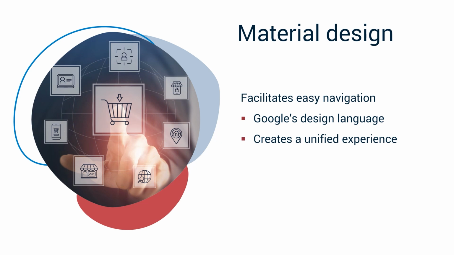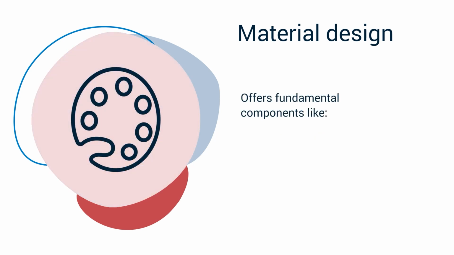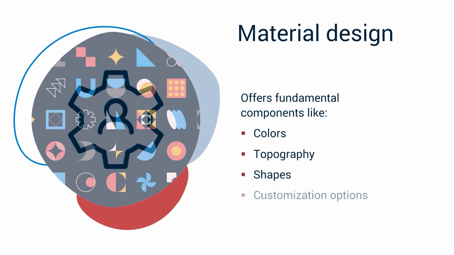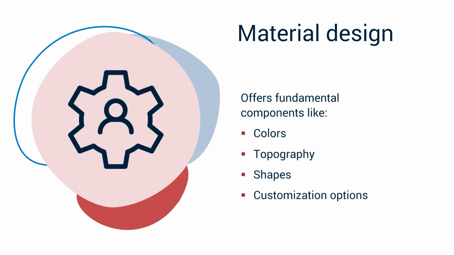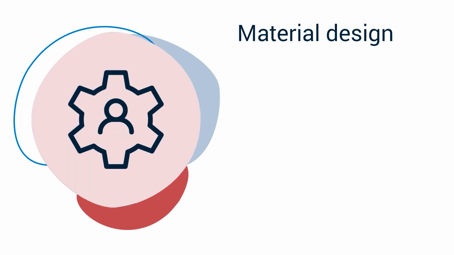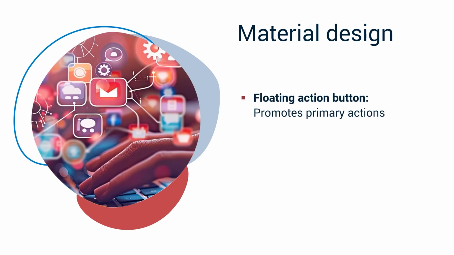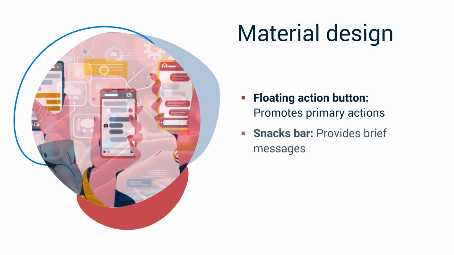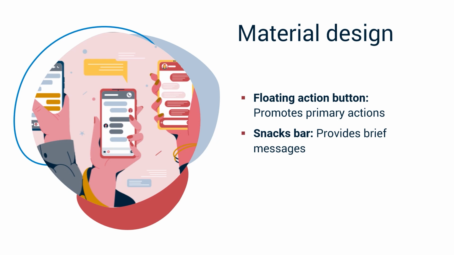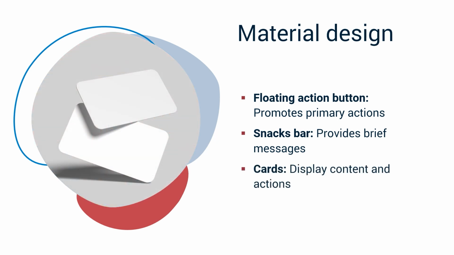Let's explore the fundamental principles of material design. The material theme offers fundamental components like colors, typography, and shapes and provides customization options. Let's now explore the components of material design. The floating action button promotes the primary actions in an application. The snack bars provide brief messages about app processes at the bottom of the screen. Next, the cards display content and actions on a single topic.